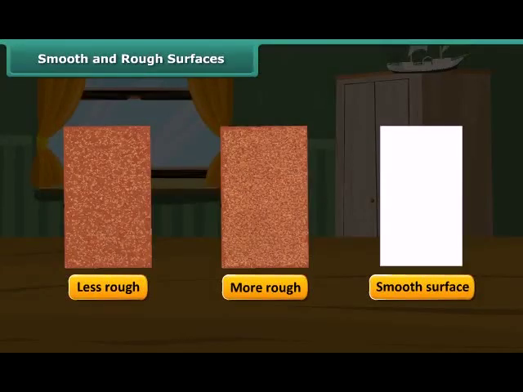Some surfaces are smooth and some are rough. Some are less rough and some are more rough. Even a smooth surface has some irregularities, roughness on it.